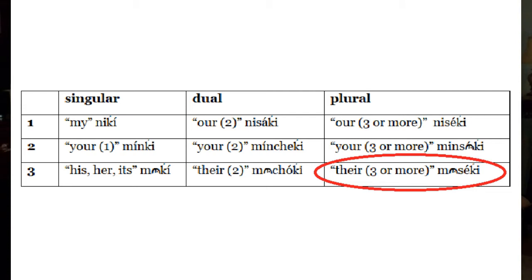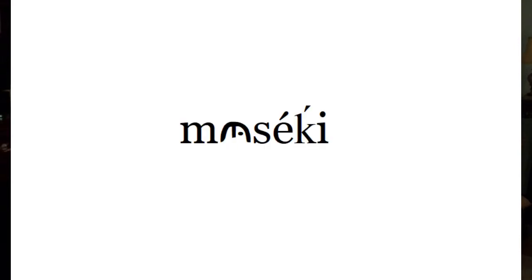They all, as more than two people, is maisem. Them, more than two people, is maisa. And their, as more than two people, is maseki. Repeat, maseki.